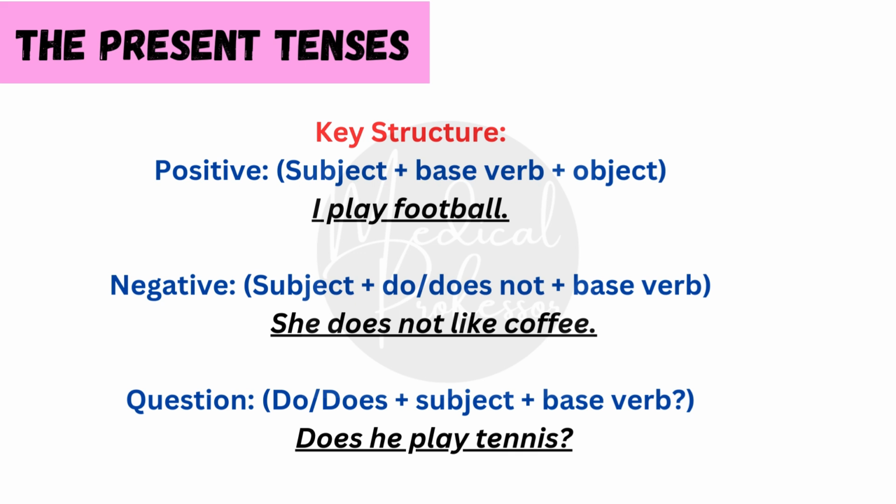Key structure of simple present tense. For positive sentences: subject plus base form of the verb plus object. For example, I play football. For negative sentences: subject plus do or does not plus base form of the verb. For example, she does not like coffee. Question forms: do or does plus subject plus base form of the verb. For example, does he play tennis?